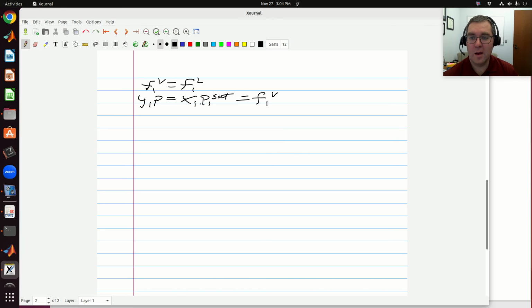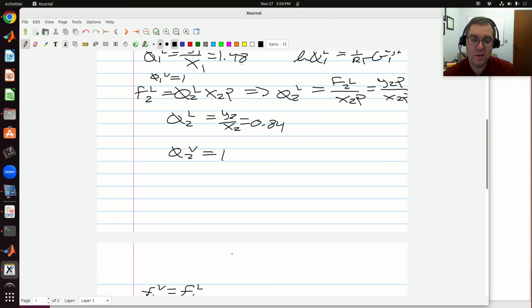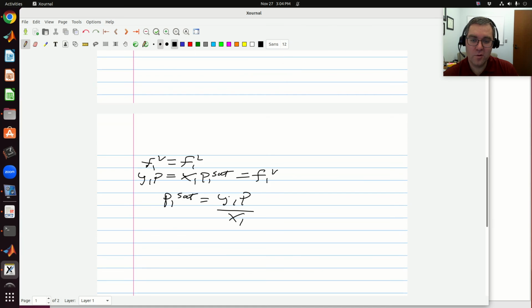So let's just see here. If I wanted to, I could solve for P1 sat. P1 sat is then going to be equal to y1 times P divided by x1. And I could use that as an estimate of the saturation pressure of component 1, methanol, at 80 degrees C. Pretty cool. In theory you can calculate P1 sat, and then likewise I could calculate P2 sat from the data given.